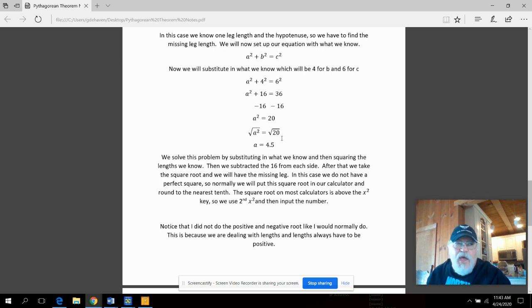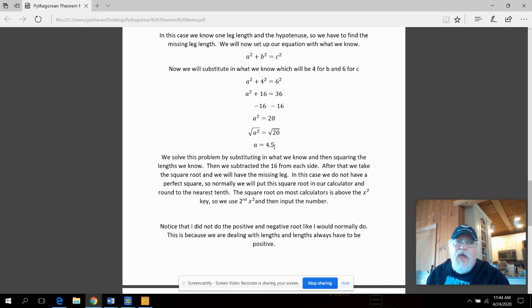It's normally over on the left-hand side of the calculator. Most calculators, you'll see x squared. Right above it, you'll see a square root symbol. So the way I get the square root to come up in the calculator is I'll hit second x squared. So the second key, then the x squared key, and a square root will come up. Then you just type the 20 in under it, hit enter, and you'll see it's 4.5 when you round to the nearest tenth. Most all the problems we're going to do will round it to the nearest tenth.